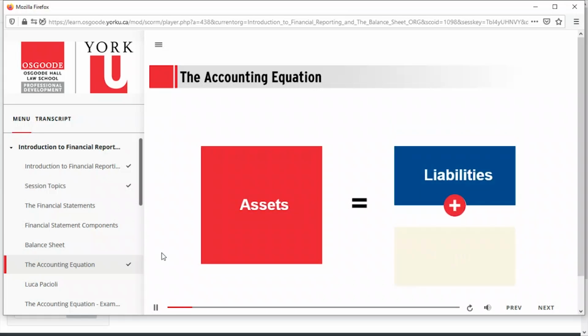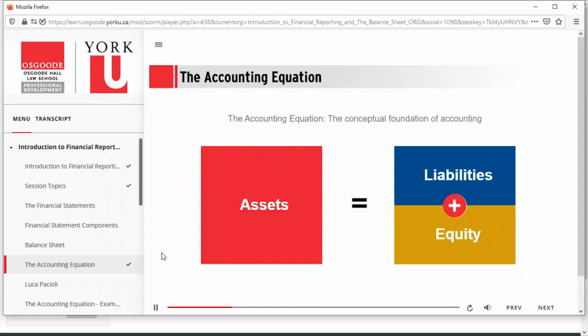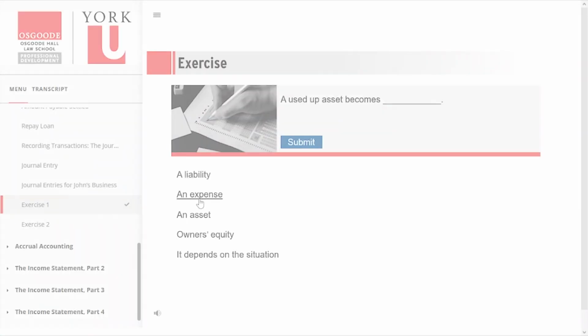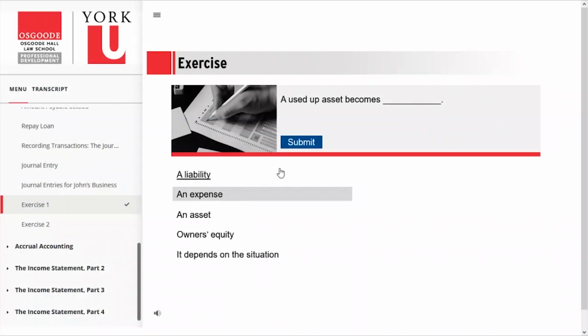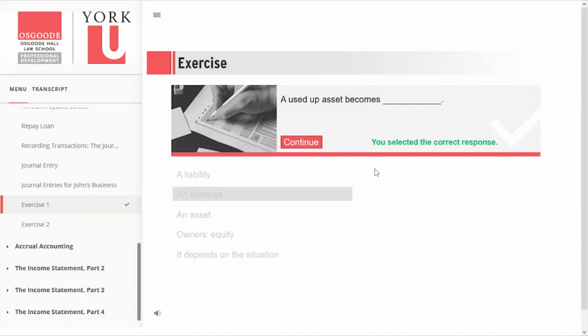In 5 comprehensive, easy-to-follow modules, you will receive hands-on information about the key accounting concepts and the use of financial statements that you can immediately apply to your practice. Learn the essentials while testing your knowledge throughout with a series of mini quizzes, tests, and exercises.